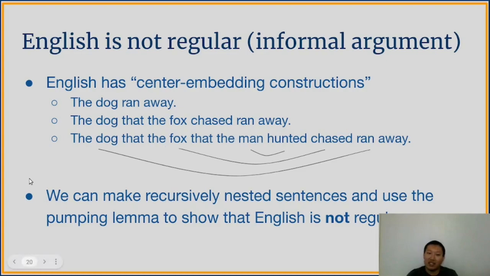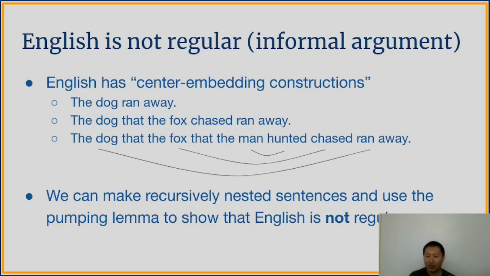The thing is that English also has these center embedding constructions. So how do we see this? Well, let's start with a simple sentence: the dog ran away. We can modify this to make it more complex. So we could say the dog that the fox chased ran away. But now we can modify this again. So we can say the dog that the fox that the man hunted chased ran away.